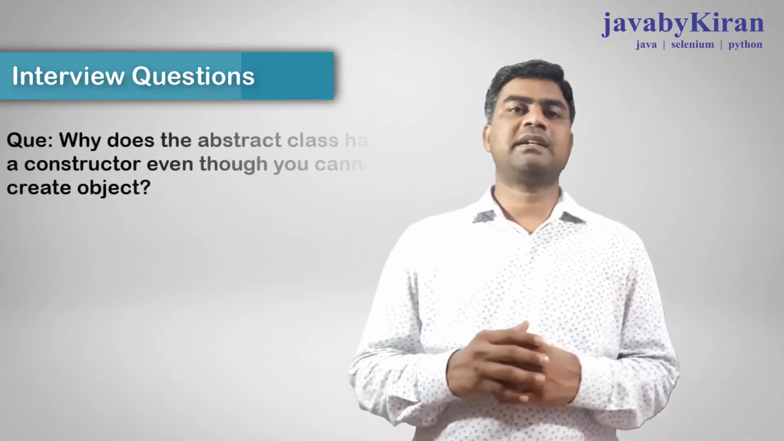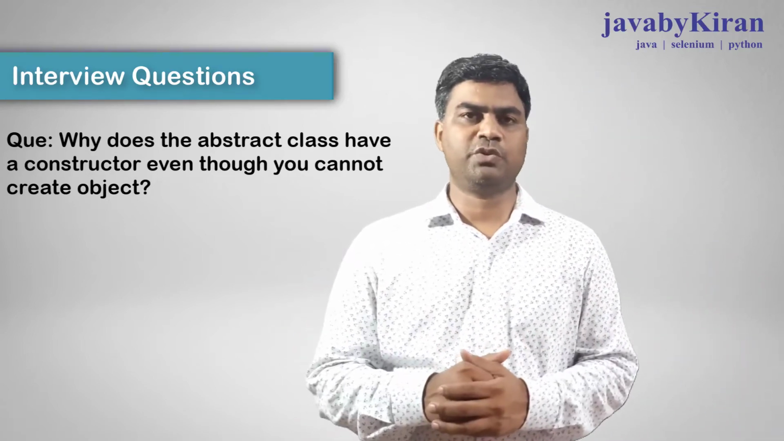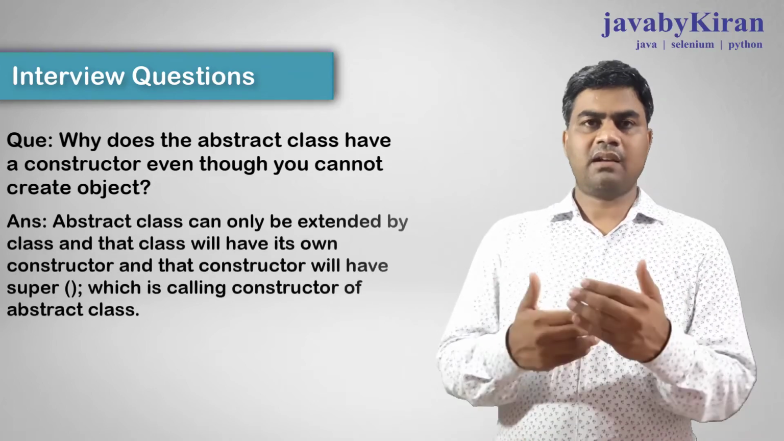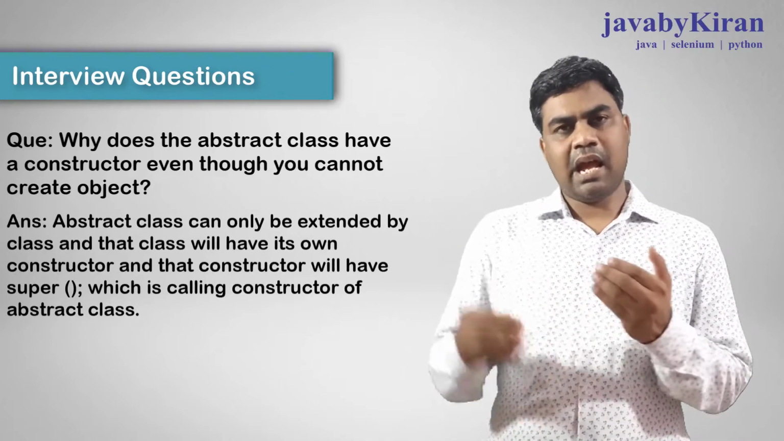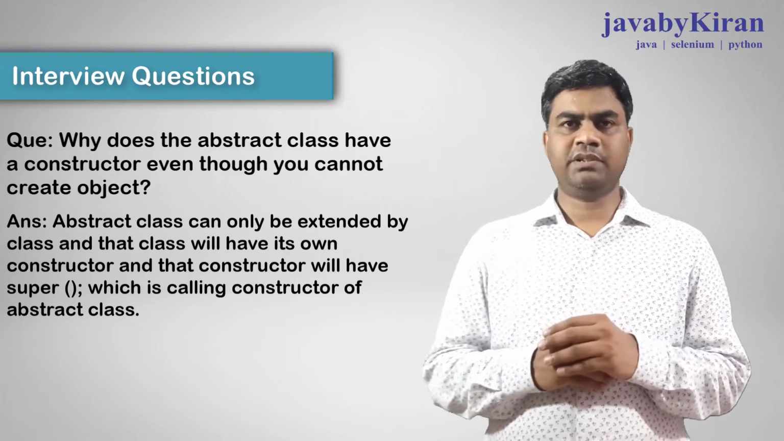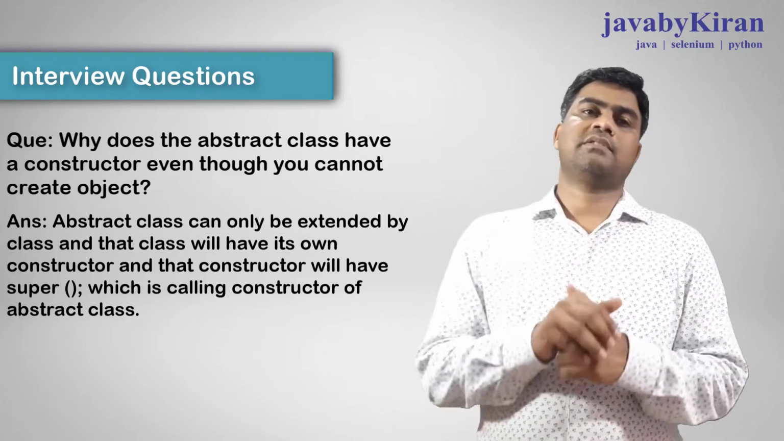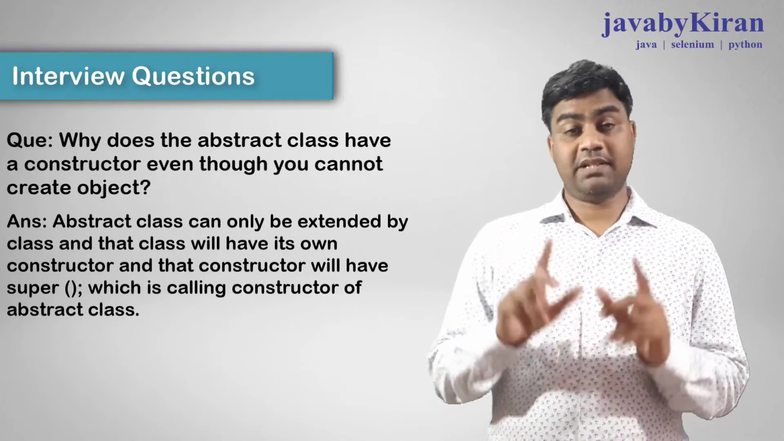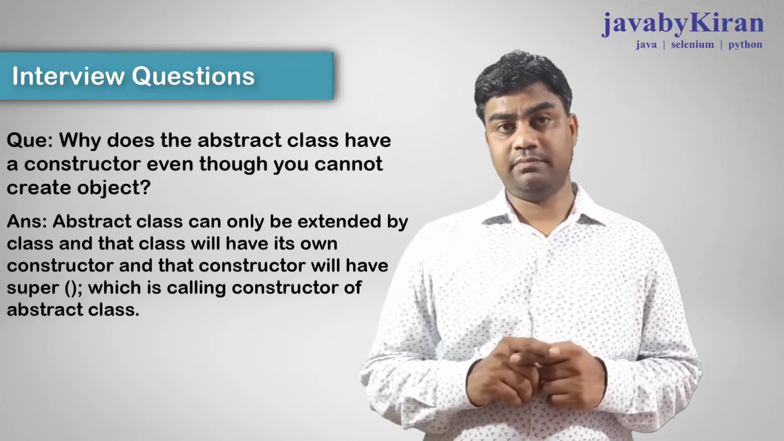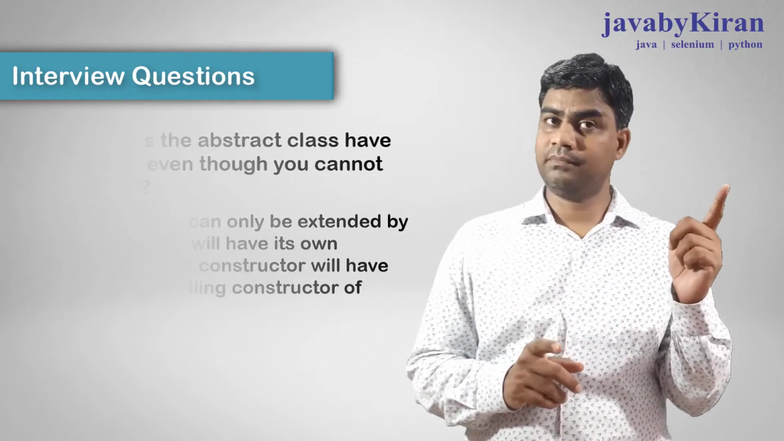Now coming to interview questions on abstract class. Why does the abstract class have a constructor even though you cannot create an object? This is a very tricky question you need to remember. Because an abstract class needs to be extended, and the class which we are extending has a constructor with a super call into it. So super calls the constructor of the abstract class. But still you cannot create an object, remember. In an interface there is no constructor.